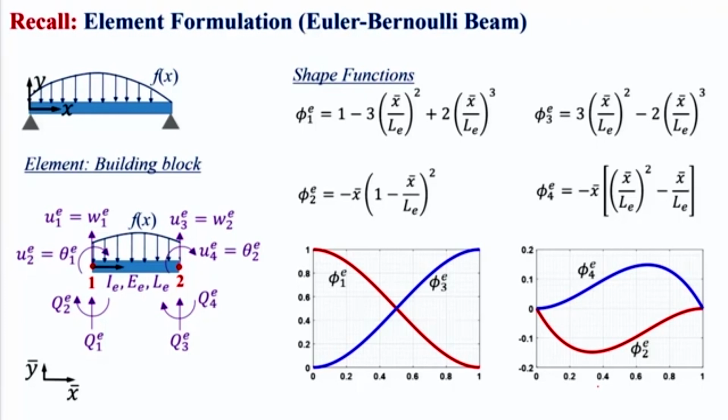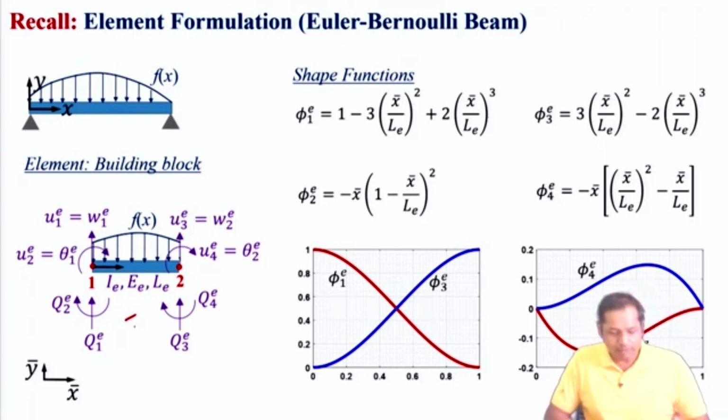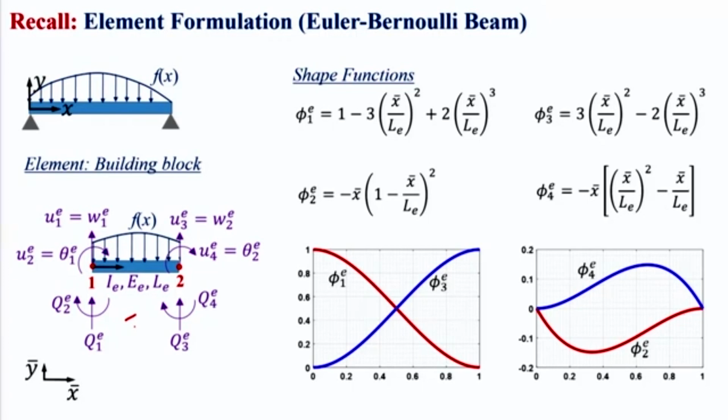So this is the beam element, and it has two nodes, and at every node we have 2 degrees of freedom, and the total degrees of freedom is 4. Within this element, these degrees of freedom are approximated through the shape functions. These are the shape functions, and this is how the shape functions look. Okay.